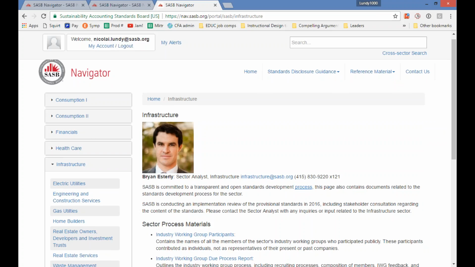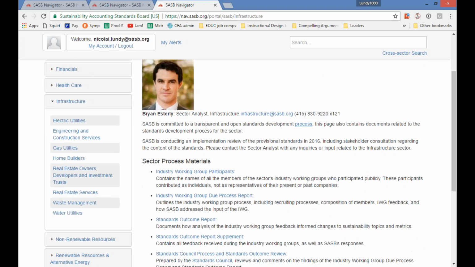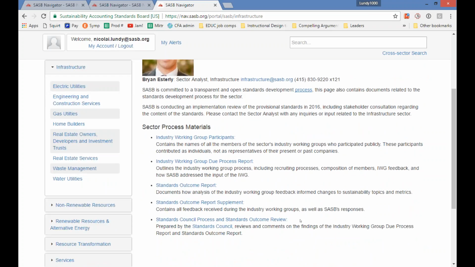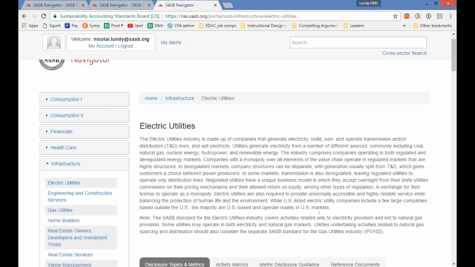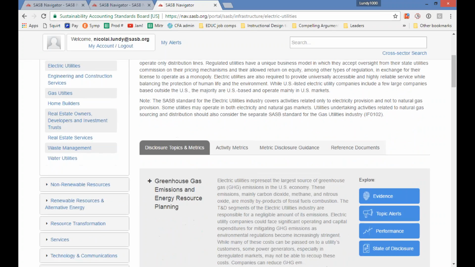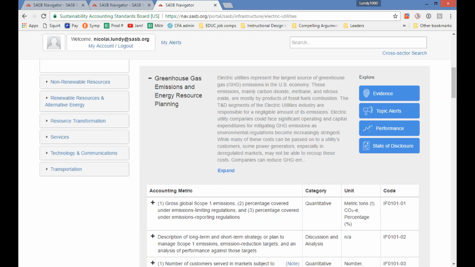And if you are really interested in understanding who has weighed in with feedback in the past, what were the results that we got during our research process, all of those documents are available here, and you can just click through and get a sense. But most people are just really trying to understand what the topics and metrics are, and it's really easy to do and see that all in one place, industry by industry.